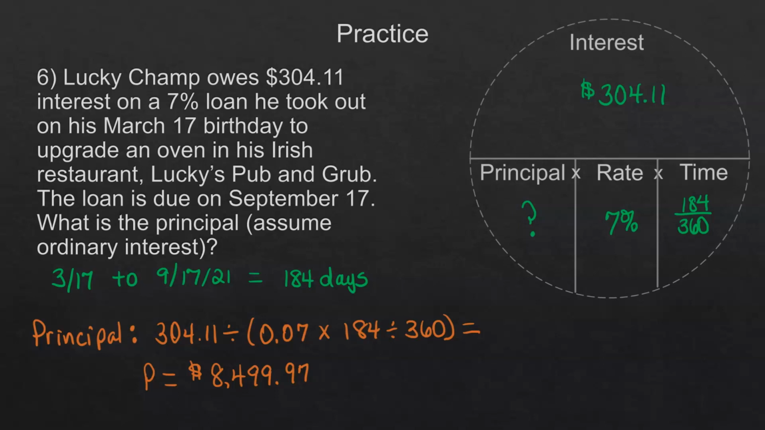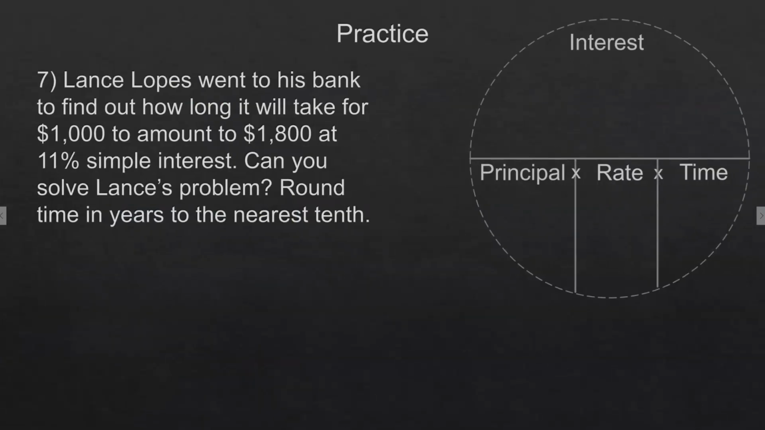Here's our next question. Lance went to his bank to find out how long it will take for $1,000 to amount to $1,800 at 11% simple interest. Can you solve Lance's problem? Round time in years to the nearest tenth. So when we calculate this one, our time is actually going to be in years already.